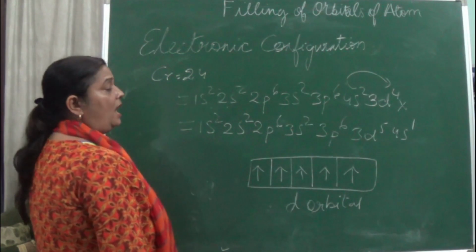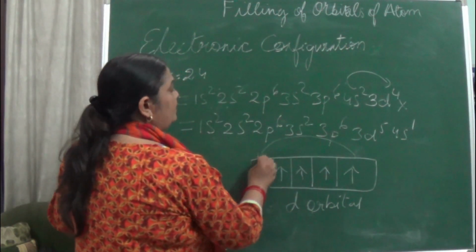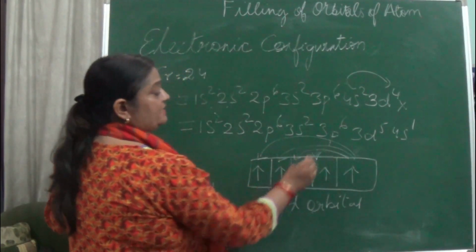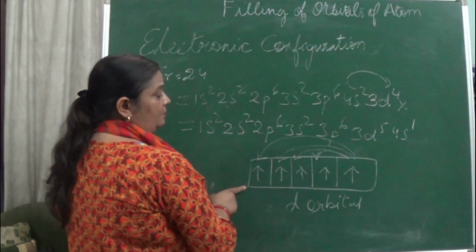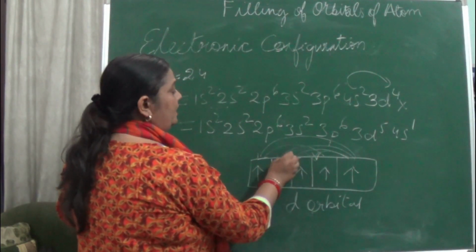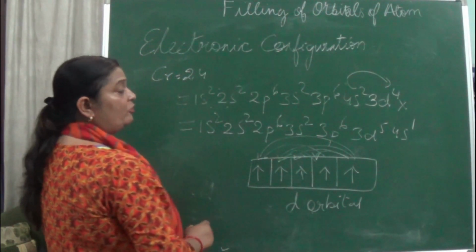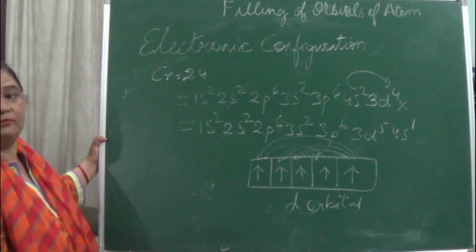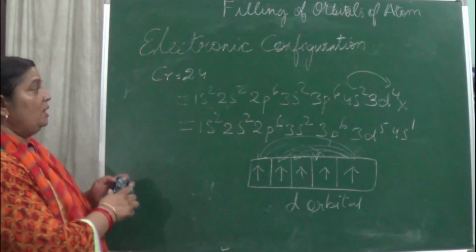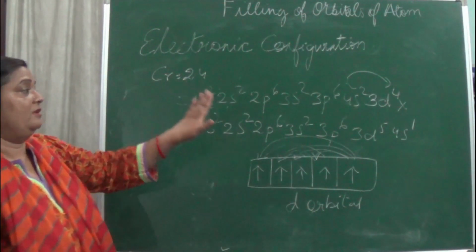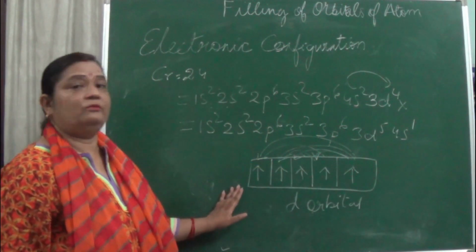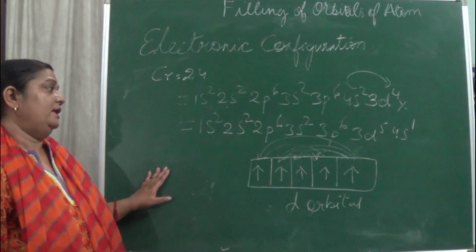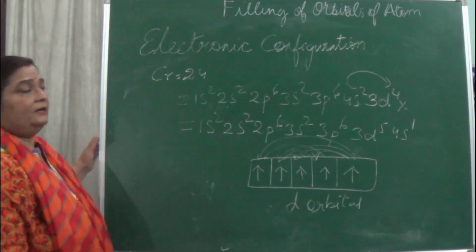If it is half filled, you can see the number of exchanges can be more. 4 exchanges can be there. But if only 4 are present, only 3 will be there. So for making it more stable, we write 3d5 and 4s1 in case of chromium. Now what happened when we write in this manner? It has now got the stability, because half filled and fully filled are more stable than incomplete filled d orbitals.